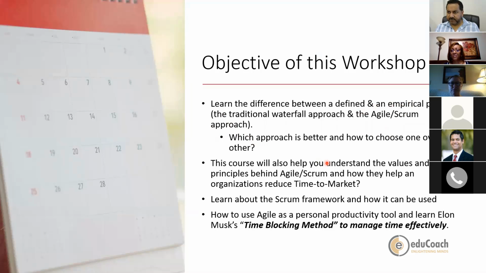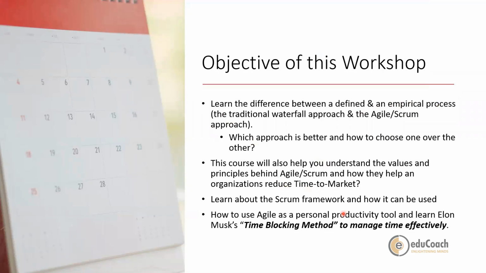Which approach is better? This course or workshop will also help you understand the values and principles behind Agile and Scrum and how they help an organization reduce time to market. We'll look at the exact Scrum framework and how it can be used. We'll also look at the time blocking method. Time blocking is one of the most important aspects of Scrum. Each event in Scrum is supposed to be time blocked, so we'll look at the time blocking method used by Elon Musk to manage time effectively.